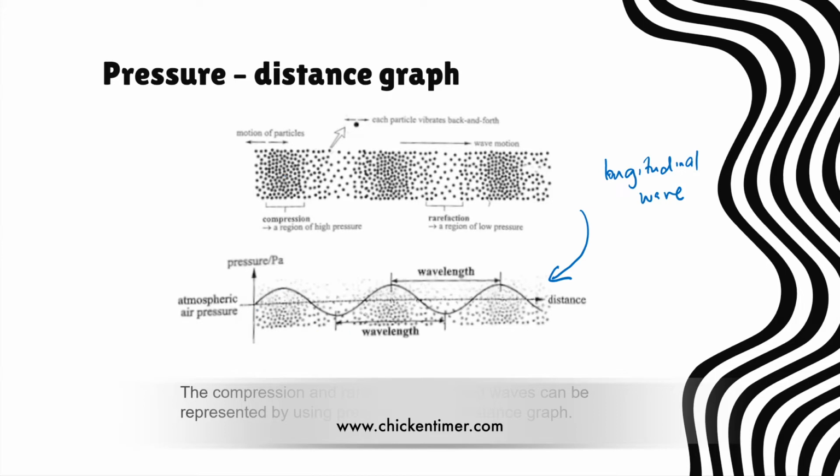The center of the compression is the area with the highest pressure, so that's why down here there's a peak. Then the center of the rarefaction has the lowest pressure, so it's like that here. If you have this, you will see a wave that resembles the transverse wave.